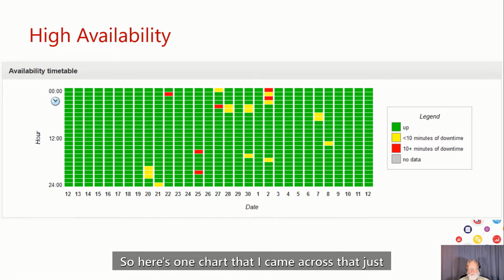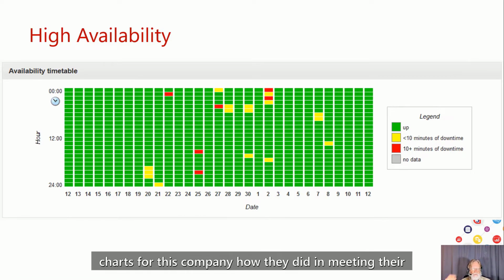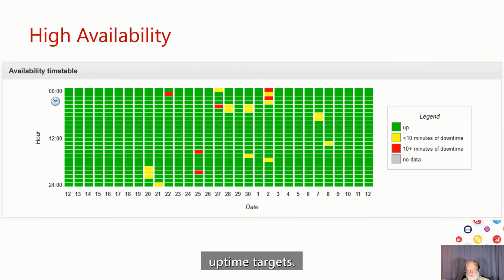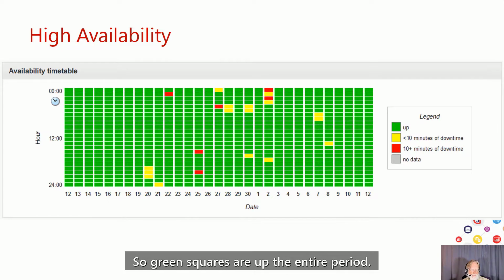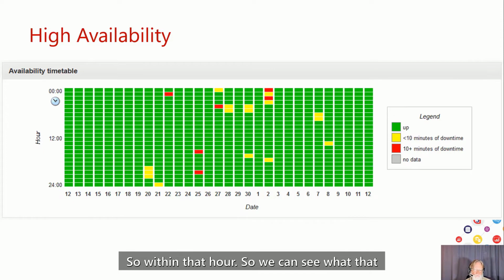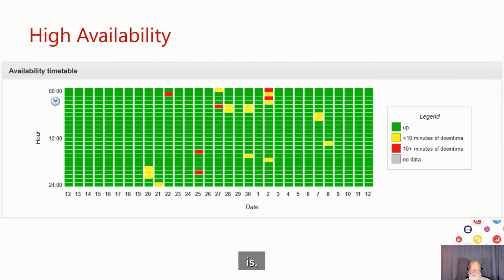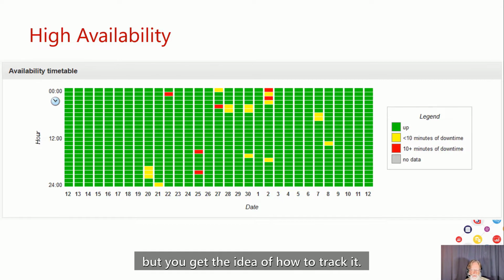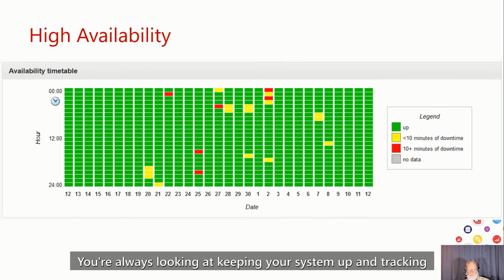So here's one chart that I came across that just charts for this company how they did in meeting their uptime targets. So green squares are up the entire period. Yellow, it had under 10 minutes of downtime. Red was over 10 minutes of downtime within that period, so within that hour. So you can see what that is. I could work out the percentage, but you get the idea of how to track it. So this is 24 hours a day. You're always looking at keeping your system up and tracking if there's any misses in that.